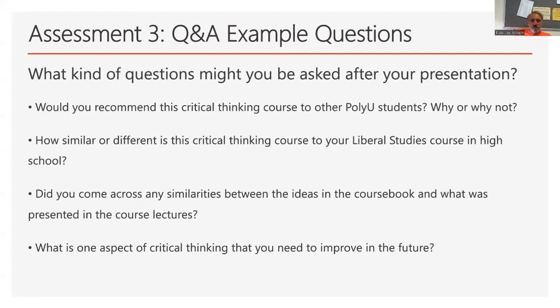Third question, did you come across any similarities between the ideas in the course book and what was presented in the course lectures? So this again is kind of asking you to think about what you read in the course book, making sure you read something in the course book, and trying to make a connection to the learning points from the course. Yeah? And finally, here's a question about the future. What is one aspect of critical thinking that you need to improve in the future? So again, reflecting on your learning in the course, what's an area that you think you need to improve on?